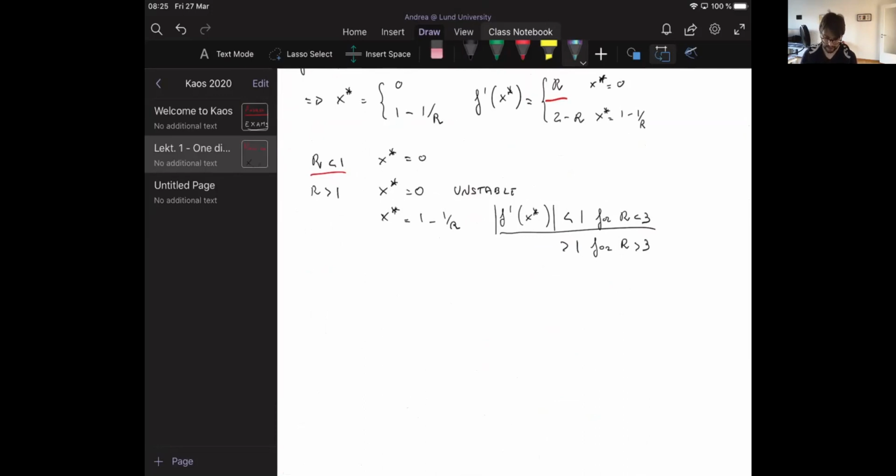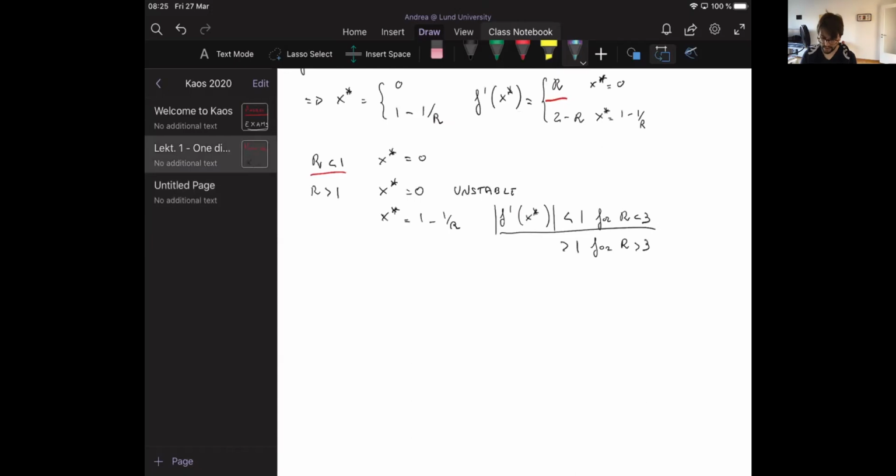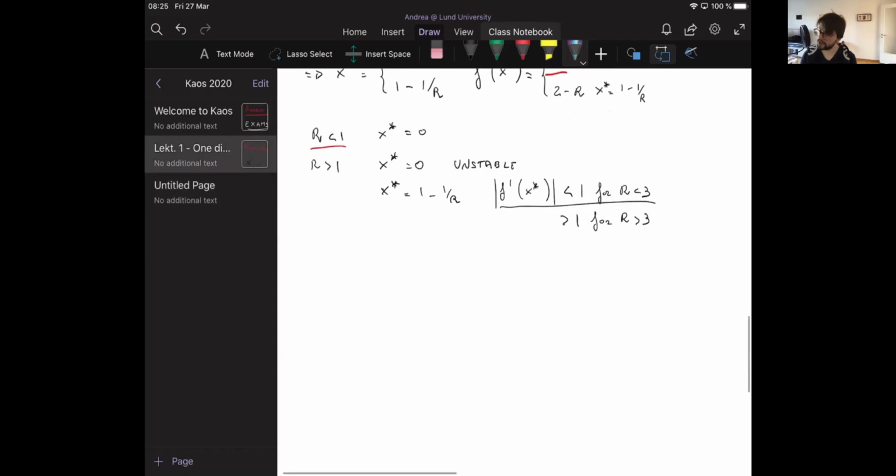Okay, so let's start the second lecture. And the second lecture will be also about one-dimensional maps. Probably I can continue on the first page. What do you think?